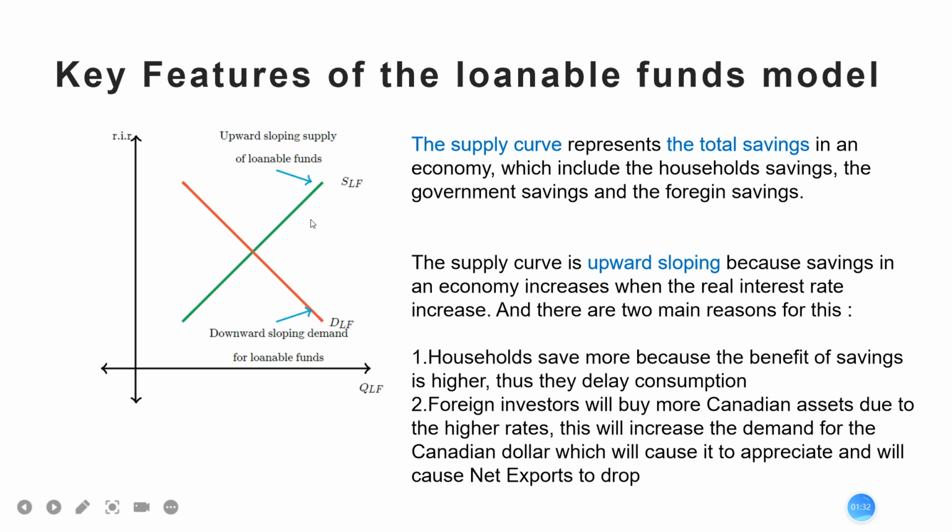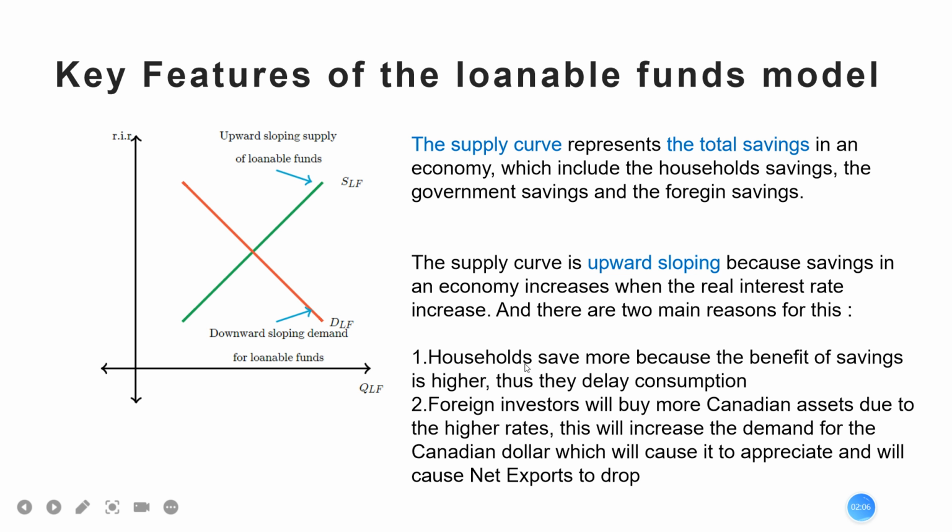And this upward sloping line is the supply curve. The supply curve represents the total savings in the economy, which includes household saving, government saving, and foreign saving. And the supply curve is upward sloping because saving in the economy increases when the real interest rate increases. And there are two main reasons for this.